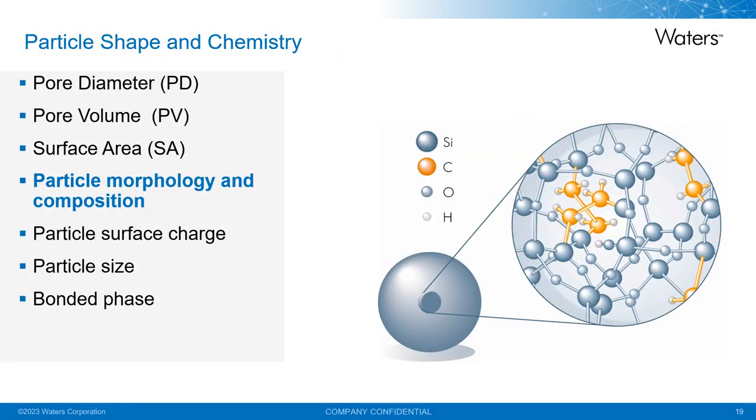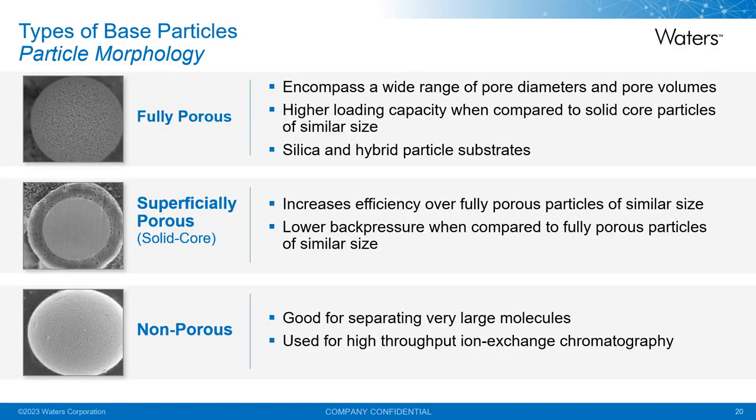Now let's take a look at different particle morphologies and their compositions. Waters columns are packed with one of 3 different particle morphologies: fully porous, superficially porous or solid core, and non-porous. Each morphology has its own benefits to chromatography. Fully porous columns encompass a wide range of pore diameters and pore volumes. They have a higher loading capacity when compared to solid core particles of similar size, and they can consist of either silica or hybrid particle substrates.